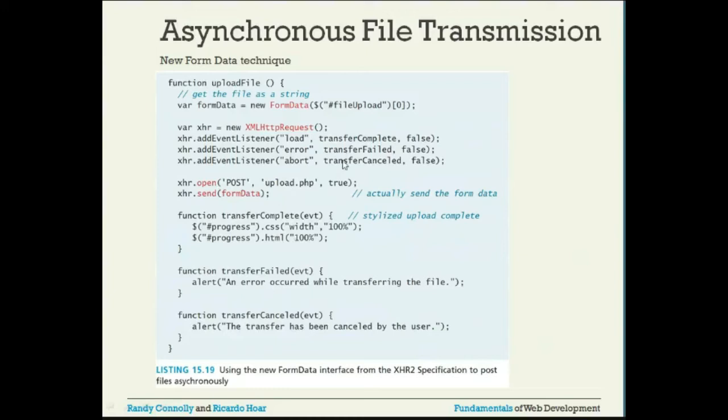And if it is an error, transferFailed, then you are going to pop up a message. The browser alert is used for that. A window will show up and display: an error occurred while transferring the file. And if it is an abort, if it is cancelled, then the transferCancelled function will be called, and it will show an alert message that the transfer has been cancelled by the user. So using the new FormData interface, we can send the file asynchronously.